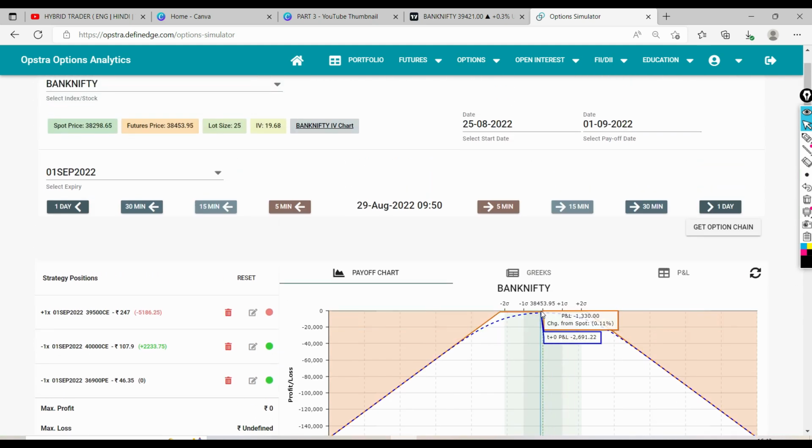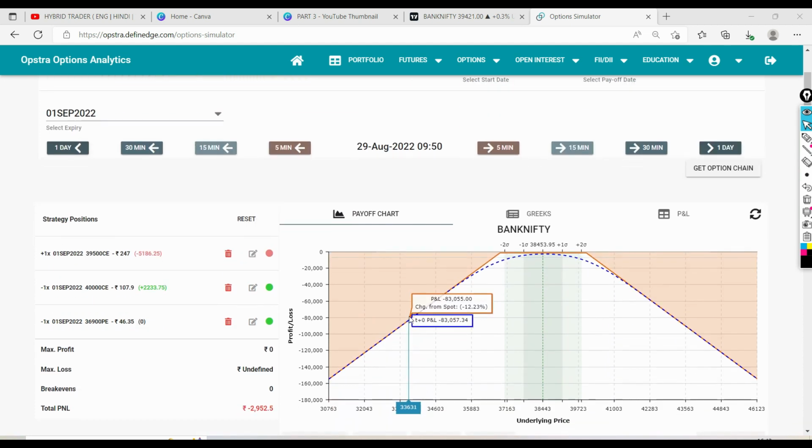Now my loss is 1,330. Initially the loss was 2,000, and I was able to bring it to 1,330. Check the premium and the range. Right now I have an equal range on the call side and the put side. Let me show you by hovering the mouse. The market stands here, and my breakeven is 3.72% on the downside and almost 4.3% on the upside. Net to net we are balanced.